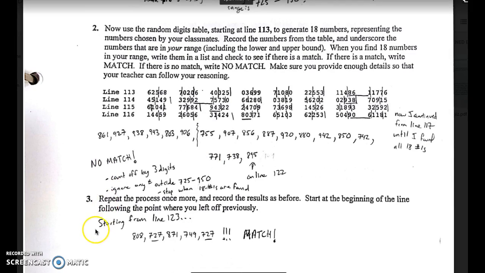Question 3 says, repeat the process once more and record the results as before. Start at the beginning of the line following the point where you left off. So since I was on line 122, I'm now going to start from line 123. As I worked through line 123, I don't have it up on the screen, but I was recording my numbers in blocks of 3 like before, and once I got my 5th number, I found a match already. So I just stopped right there because I already found my match. Said there was a match.